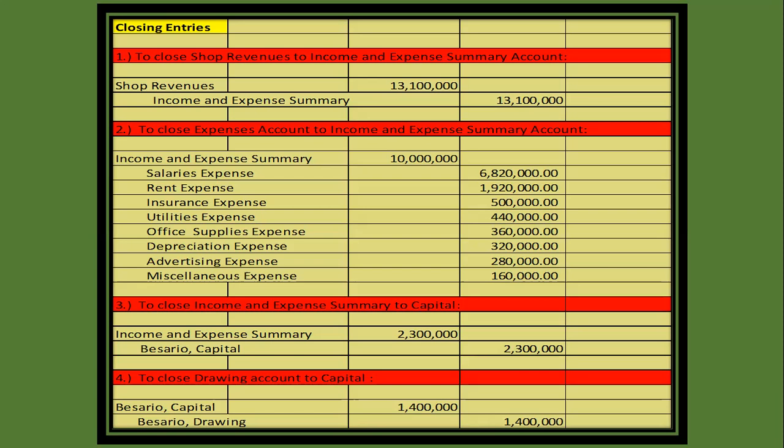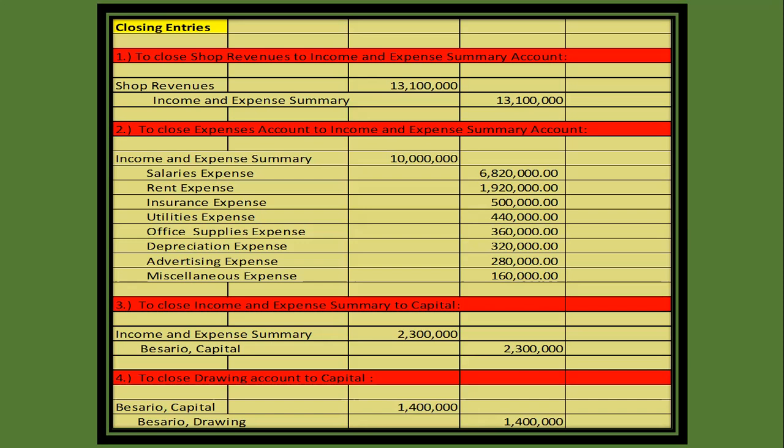Okay, I committed an error in writing the amount. So we have a credit for credits. We have salaries expense 6,820,000, rent expense 1,920,000, insurance expense 500,000, utilities expense 440,000, office supplies expense 360,000, depreciation expense 320,000, advertising expense 280,000, miscellaneous expense 180,000. So after preparing the two closing entries, your shop revenue now will become zero.